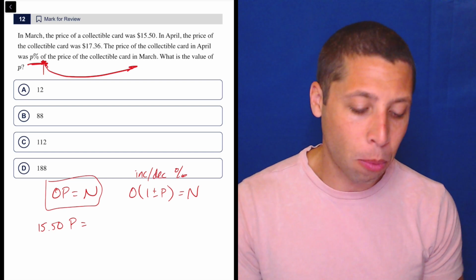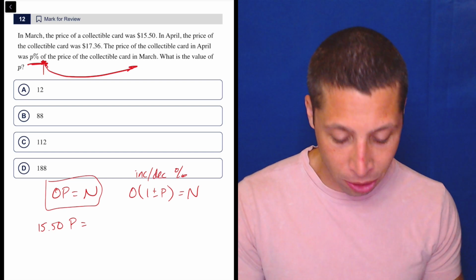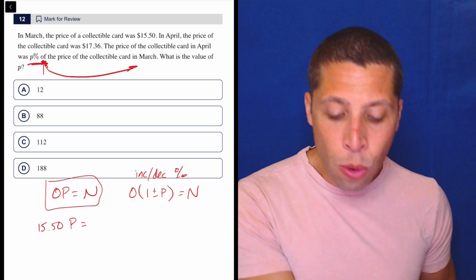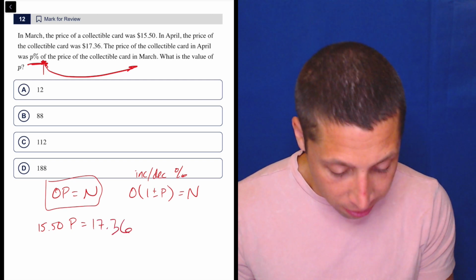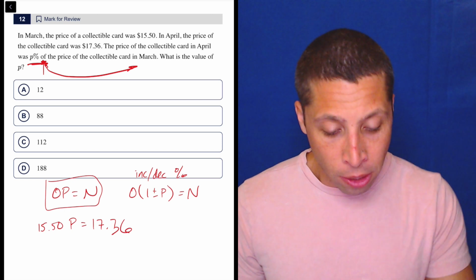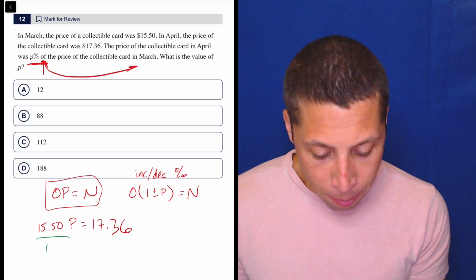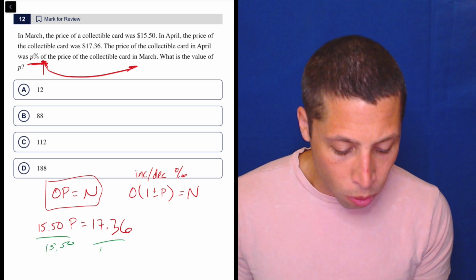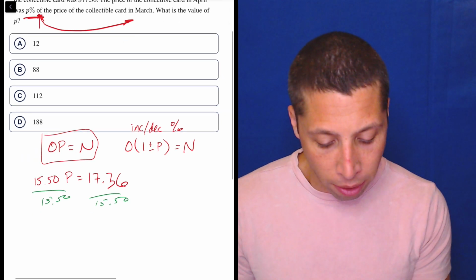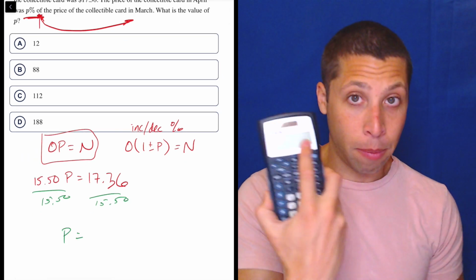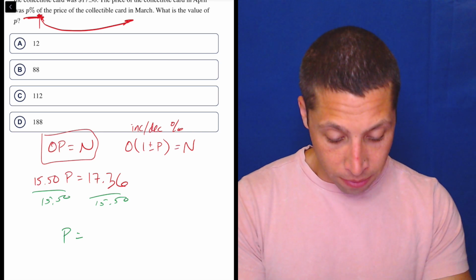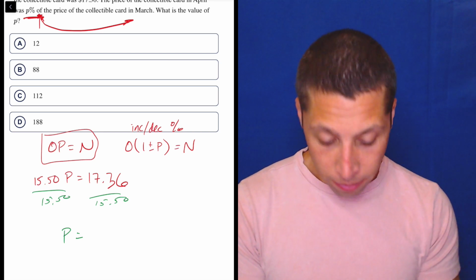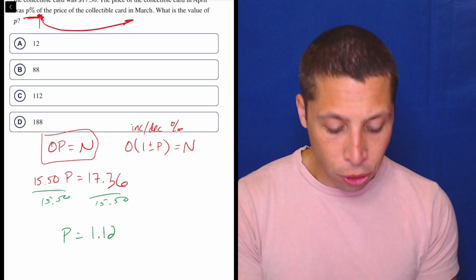So the "of" is also pointing us to the original, which is the March value, which is $15.50. And then the new value after the percentage is applied is $17.36. That is the April value. So all we have to do here is divide by $15.50 on both sides to get the value of P. So P is going to be, regular calculator here, $17.36 divided by $15.50, and that is 1.12.